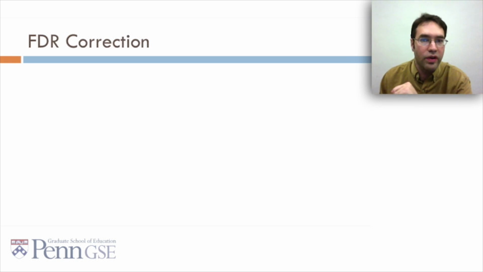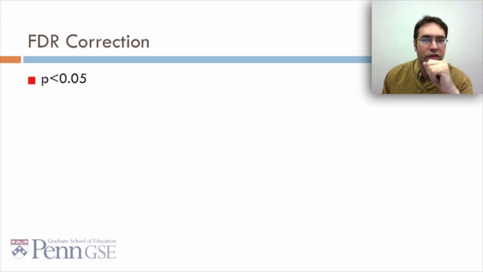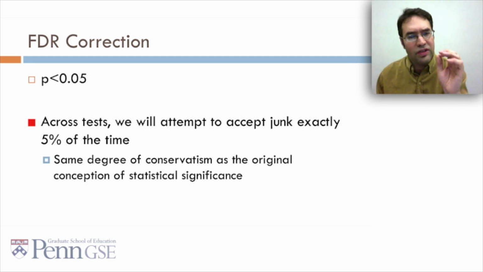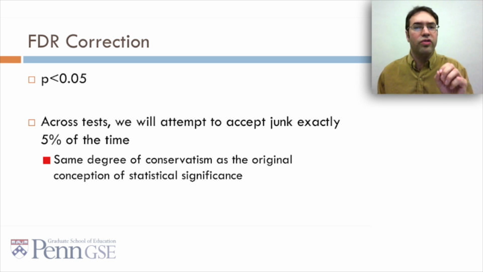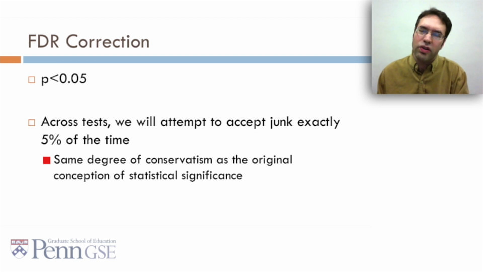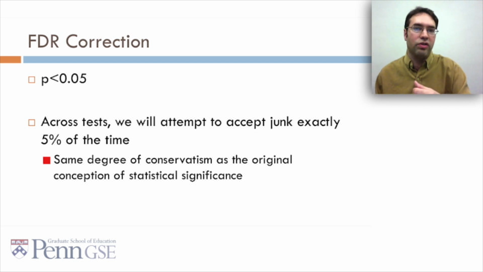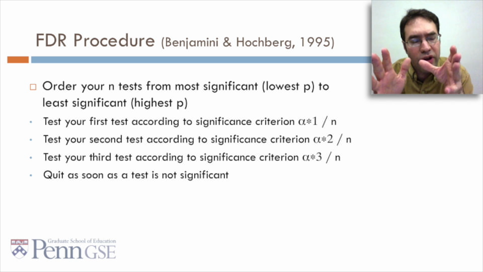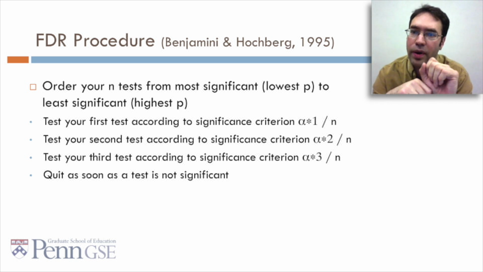Finally, there's the FDR correction. Again, p is less than 0.05, and across tests we say we're going to attempt to accept junk exactly 5% of the time. And this is the same degree of conservatism as the original conception of statistical significance. So in other words, if you use Bonferroni, you're actually saying, I want to be far stricter than Student or Fisher or the original developers of statistical significance. FDR says, I want to be just as conservative as Student. So let's talk about Benjamini and Hochberg's FDR procedure. And there are others, and I'll talk about a couple in a minute.